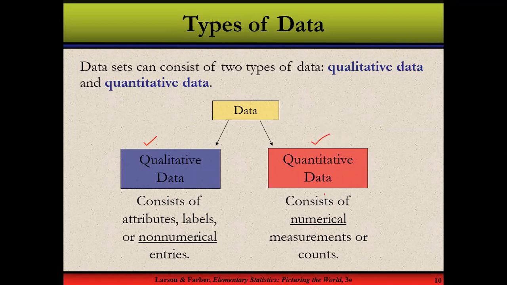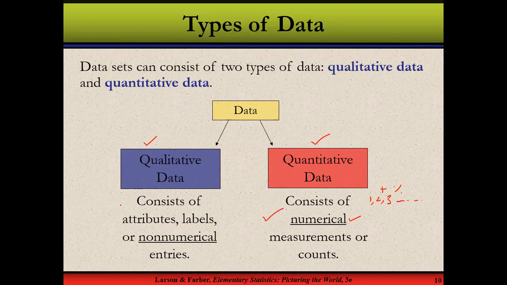If you can write down the data in the form of numericals, 1, 2, 3, and so on, you can write down the data in the form of numbers. And then you can apply certain mathematical operations on these numbers. For example, you can add them, you can divide them. Then this data is called quantitative data.